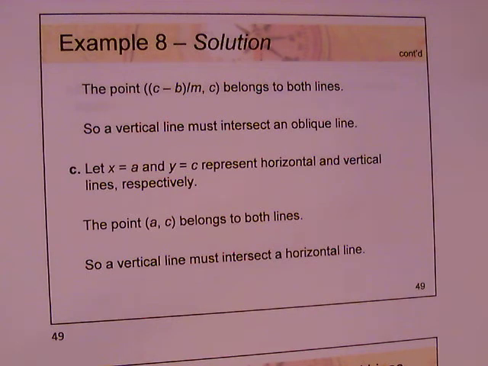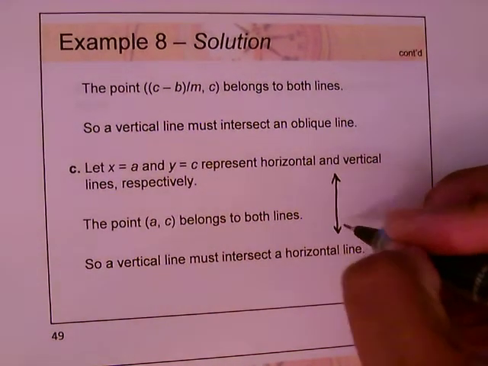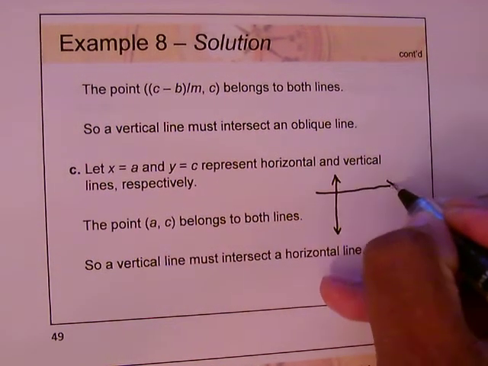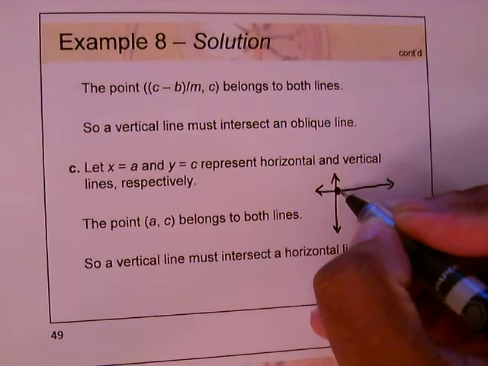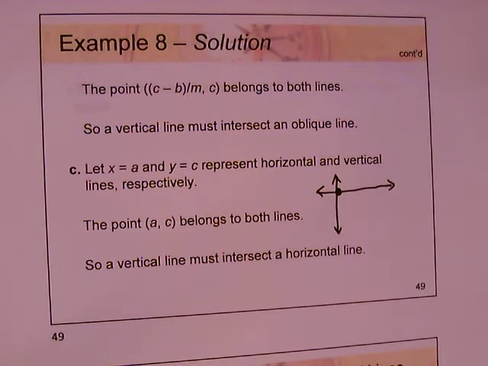And let's say we have x equals a and y equals c. X equals a represents a vertical line. Y equals c represents a horizontal line. So that means the point (a, c) belongs to both lines. And I can do a visual representation of that. So here's a vertical line, and then you've got the horizontal line. Pretty much you can see there's the intersection. So that vertical line does intersect the horizontal line in this case.